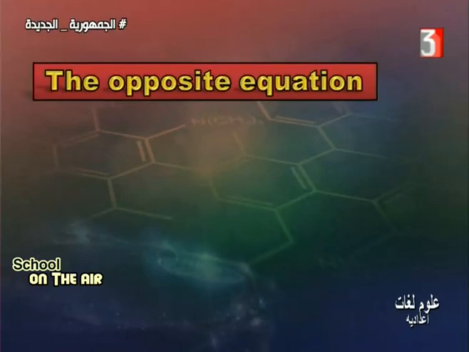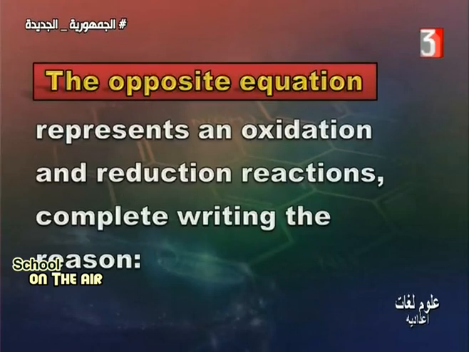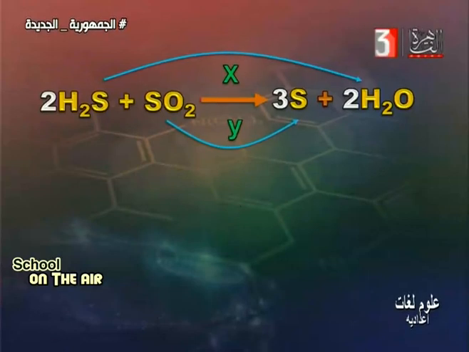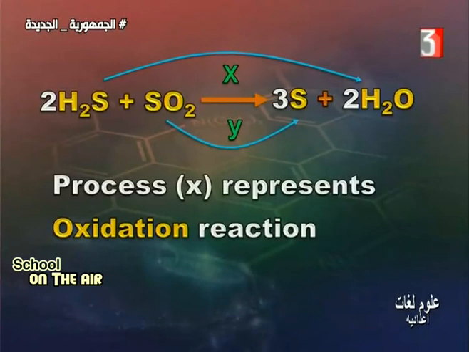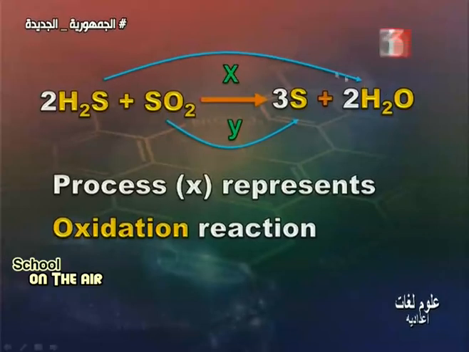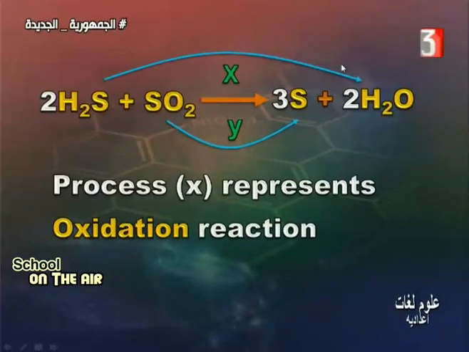Another question. The opposite equation represents an oxidation and reduction reaction. Complete, writing the reason. This equation includes an oxidation reduction reaction. Process X represents an oxidation reaction, but why? In process X, when H2S produces H2O, this process is called oxidation because the amount of oxygen is increased. The percentage of oxygen increases in this process from H2S to H2O. It represents an oxidation reaction.